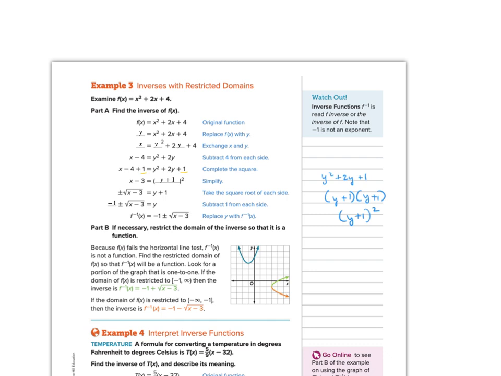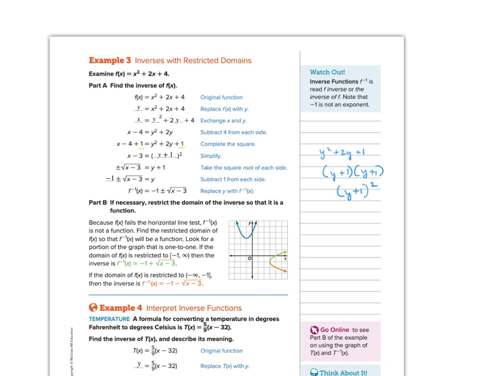In order to get rid of the square, the exponent, we have to do the inverse operation, which is to find the square root of it. So they found the square root of both sides. So then it became plus or minus the square root of x minus 3 is equal to y plus 1. And then they subtracted 1 from both sides. So we have f inverse, or the inverse of f, is equal to negative 1 plus or minus the square root of x minus 3. So this is my inverse function.